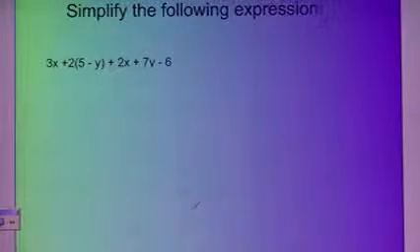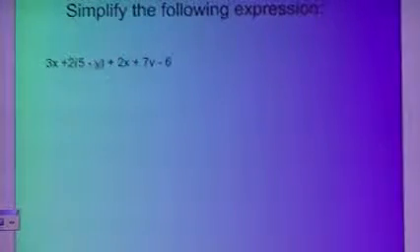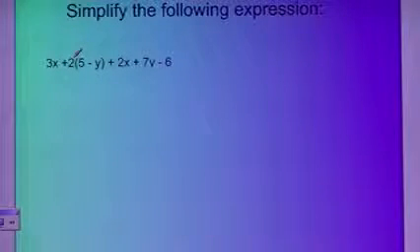Okay, let's go ahead and simplify some expressions. This is a long, complicated, ugly expression. I'm going to be thinking order of operations when I do this, and I'm noticing parentheses here. First thing I'm going to do is distribute this 2 to everything in parentheses.